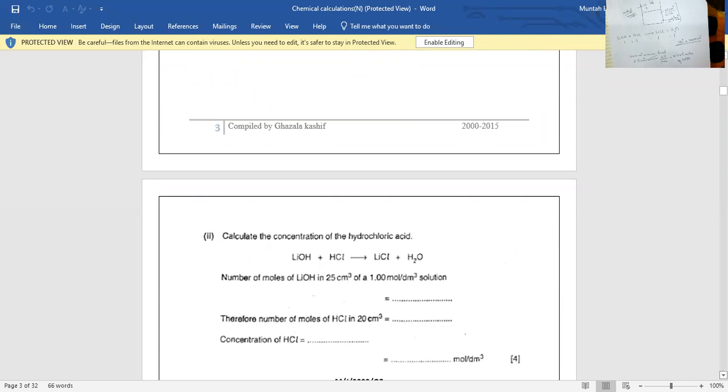Okay. And these 0.025 moles were present in this burette, right? In this 20 cm cube. Remember, the question mentioned that 20 cm cube is the exact volume which is required to complete this reaction. That means these moles are present in 20 cm cube. So if 20 cm cube have 0.025 moles, then 1000 cm cube will have how many moles? Because they are asking us to find out the concentration.